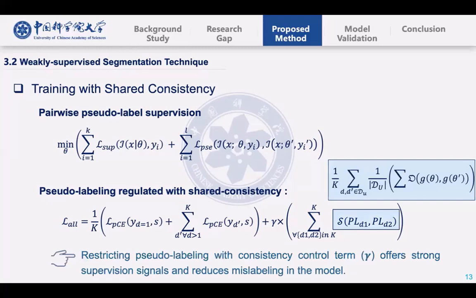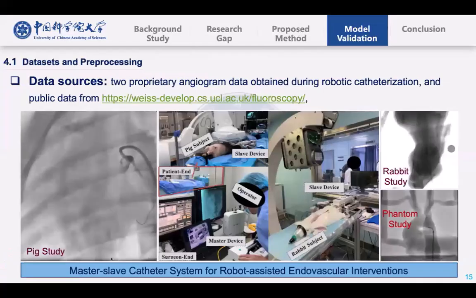So typically, this actually restricts it and reduces the mislabeling in the model, and we're able to have a model that can use weakly annotated images to determine which of the pixels belongs to the true pixel or to the background pixel. So we have been able to validate the model also.